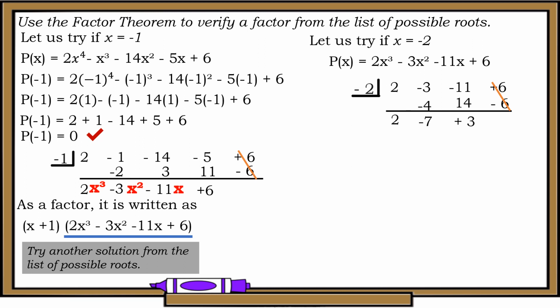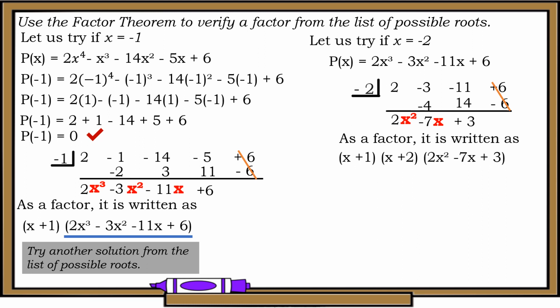Now, 3 here is the constant term. Negative 7 will be the coefficient of x and 2 will be the coefficient of x squared. So, our new polynomial is 2x squared minus 7x plus 3. So, our new factor, as a factor, is written as x plus 1 times x plus 2, because what we used was x minus 2. When you equate that to 0, it becomes x plus 2 times the resulting polynomial 2x squared minus 7x plus 3.